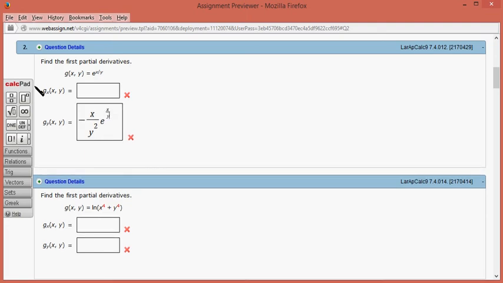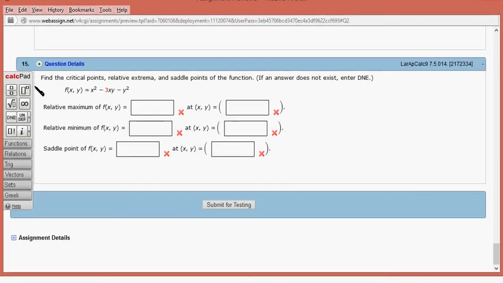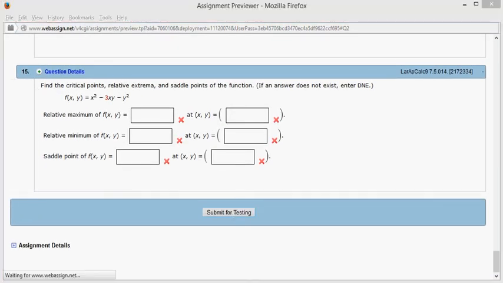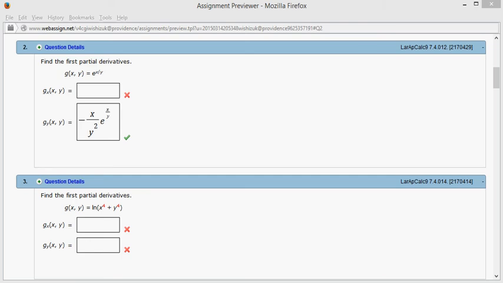Alright, so let's submit for testing. Alright, it came back and looks like we got this one correctly. Alright, that's it. I hope that this was clear.